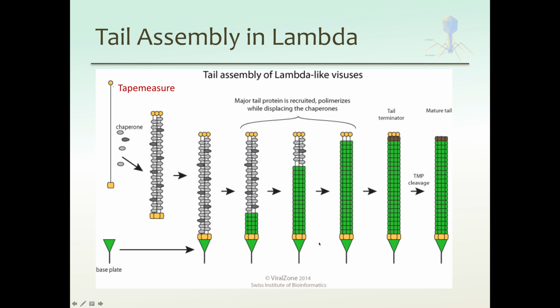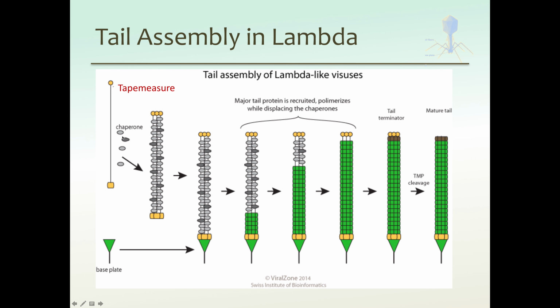So tail assembly in lambda is interesting too. So that really, really long gene in the genome, and usually this is the longest gene in the genome, although there are exceptions such as Sally Special, is the tape measure protein. And it's the tape measure protein because it determines the length of the tail. And you can actually measure the length of the gene and it will correlate with the length of the protein. And you can look that up online to figure out whether or not you can predict the length of your tail and then measure the tail in your electron micrograph to see if your predictions are right.